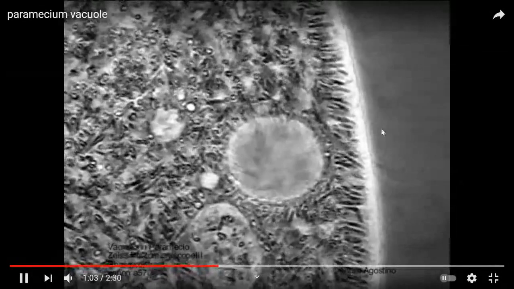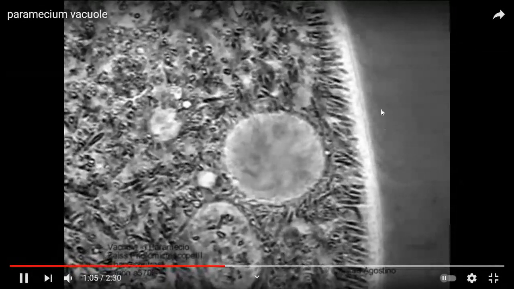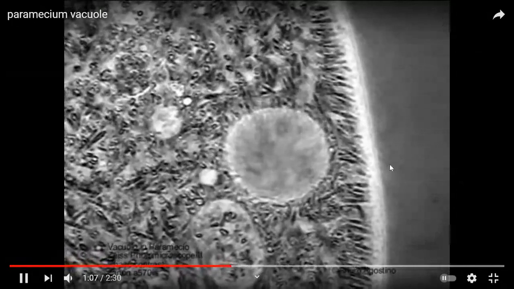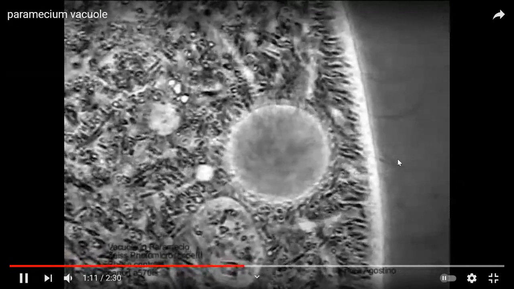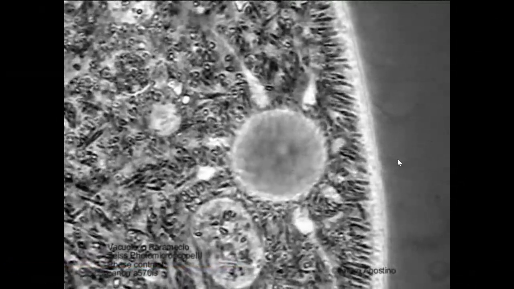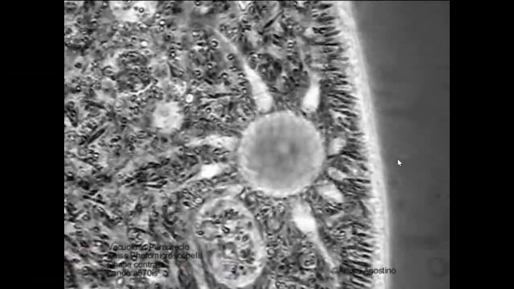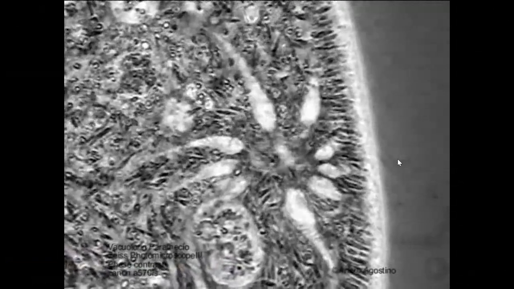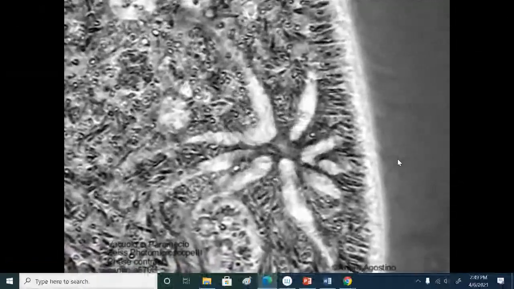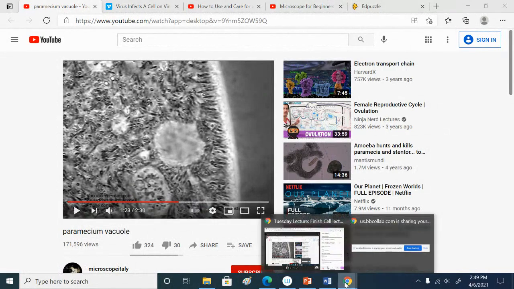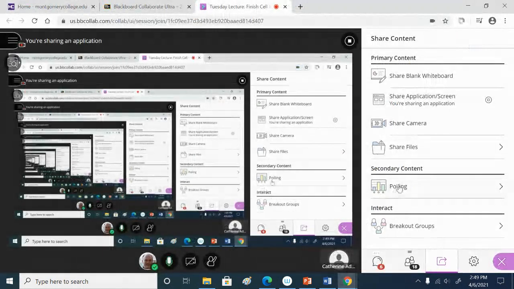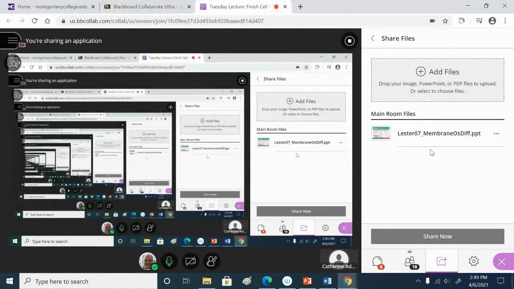And we see the cilia beating over here, the cilia that it normally uses to swim, although it's being kept in place so we can watch the contractile vacuole contract. So this is an adaptation of a freshwater microorganism which lives in a hypotonic environment.